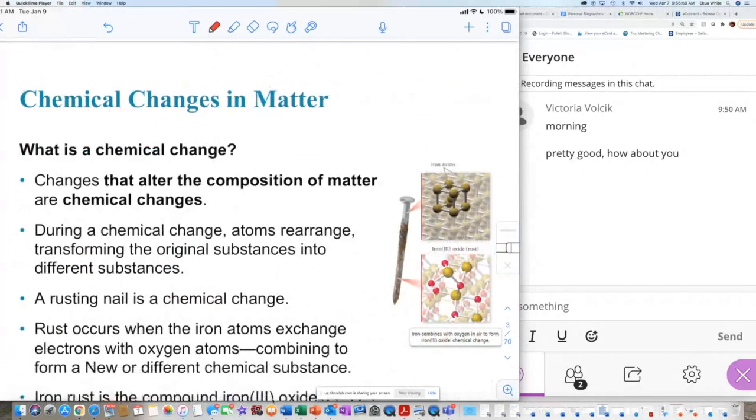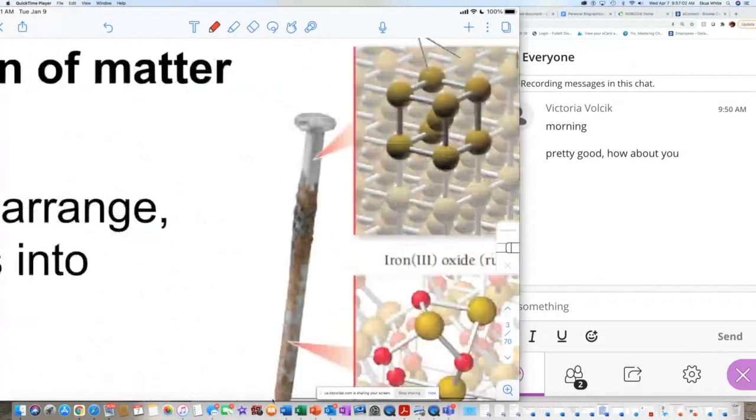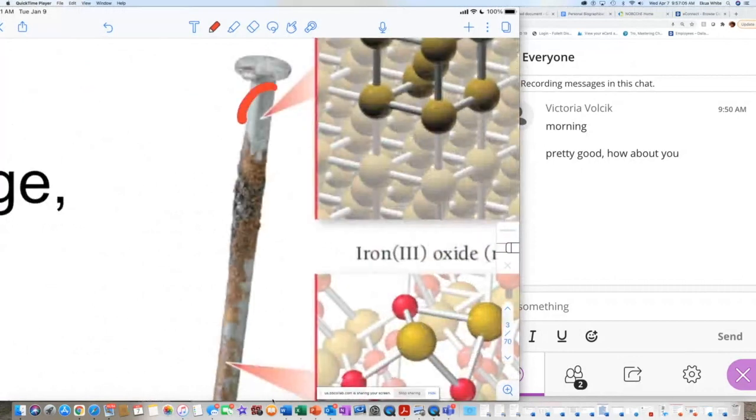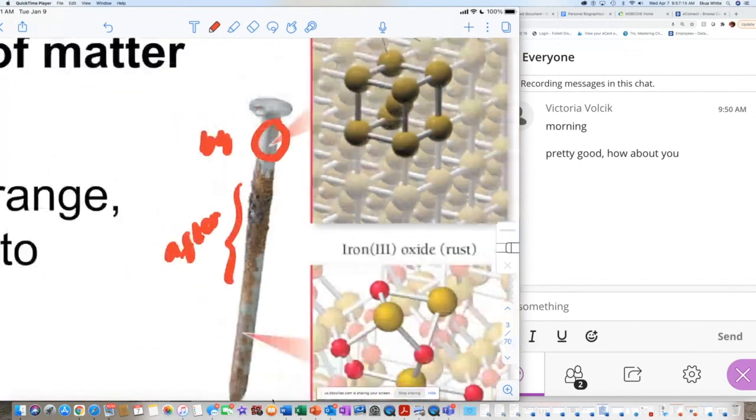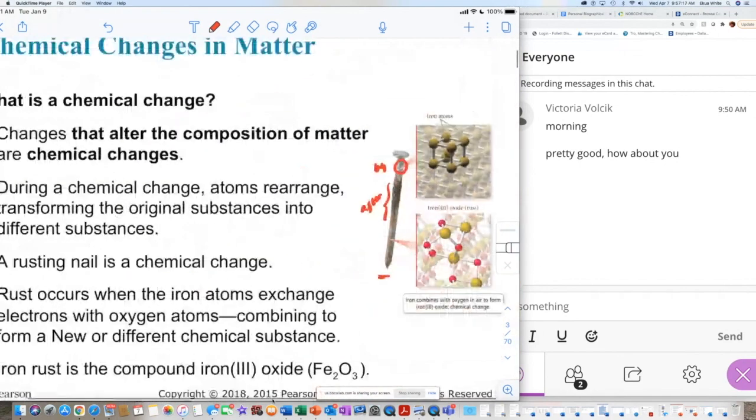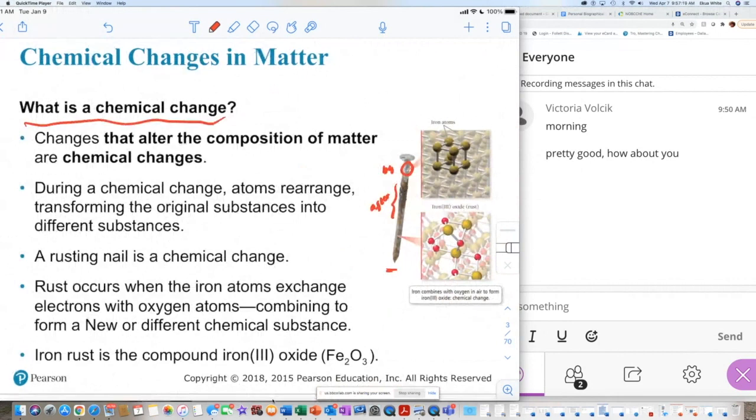Okay, well, we are seeing a difference here too. Actually, they didn't show us the beginning, but let's pretend this small part of the nail is what the whole nail looked like before. So this would be our before, and this bottom part here would be our after. Okay? So what is the chemical change?